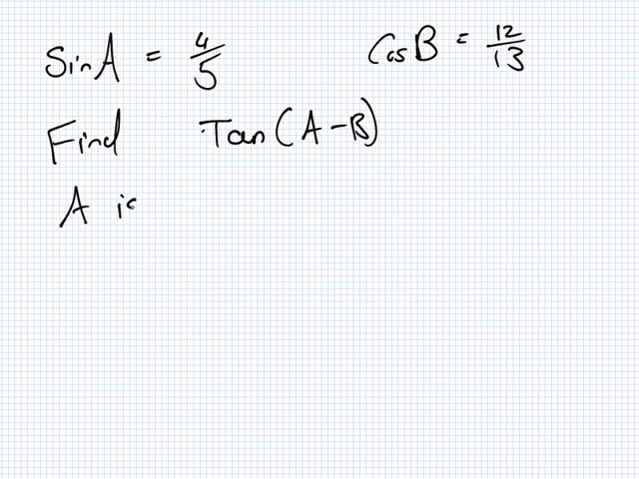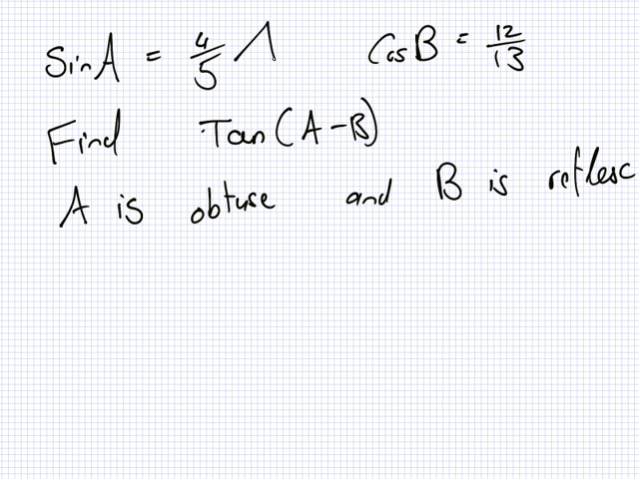A is obtuse and B is reflexive. And I want to find tan A minus B. Now, you could draw the triangles here, that's fine.